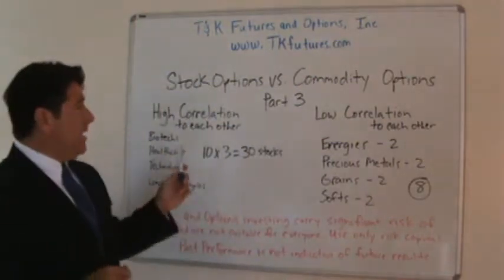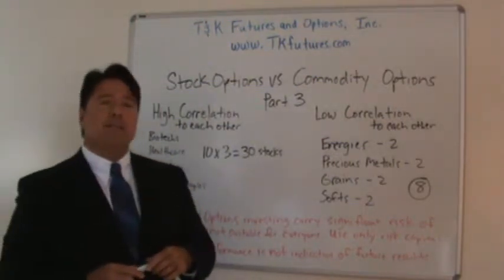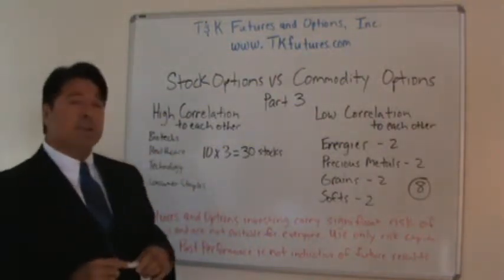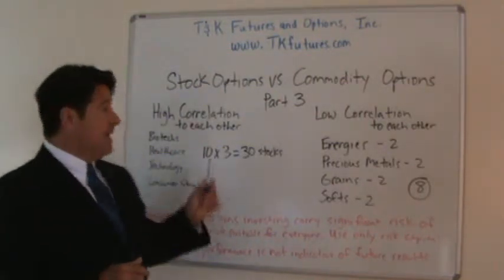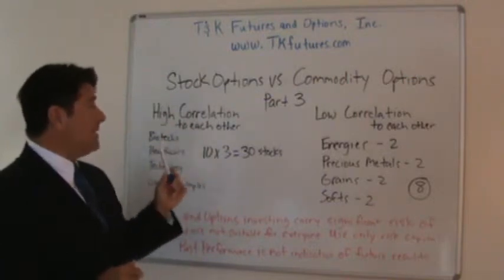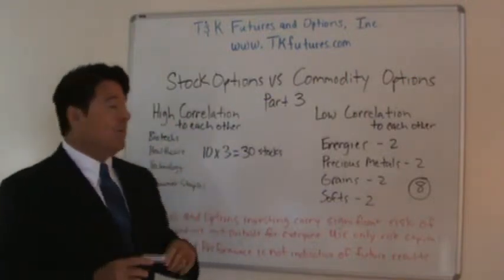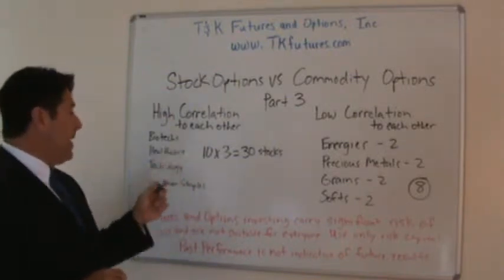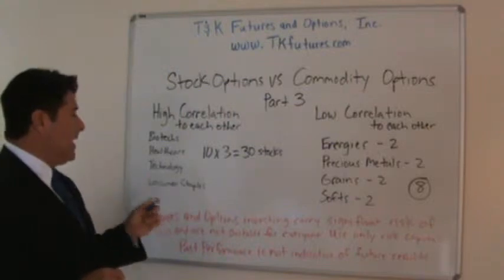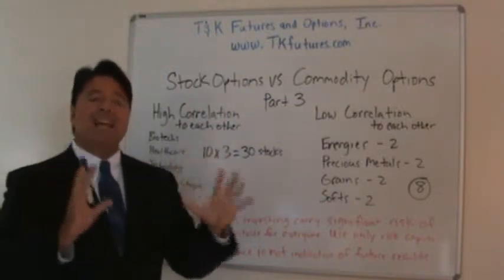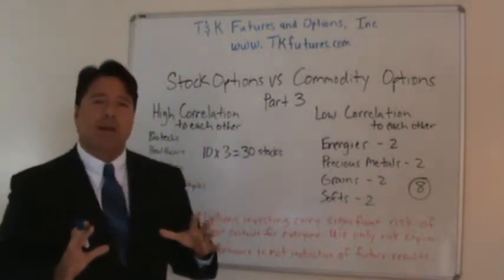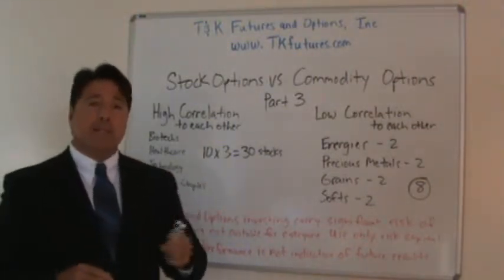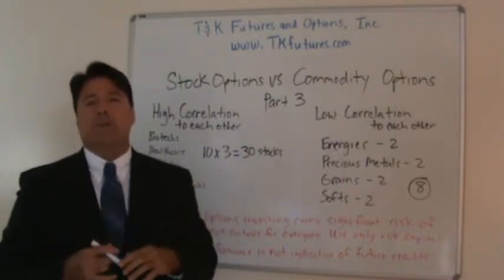So, one of the main differences, and I think this is an extremely important difference too, is the difference in correlations to each other. So, stocks in general have an extremely high correlation to each other. So for instance, let's say you have a portfolio set up and it's got biotechs, healthcare, technology, consumer staples. You have 10 different sectors, let's say, of the stock market. And let's say you have 3 stocks in each sector. So you have 30 stocks total.